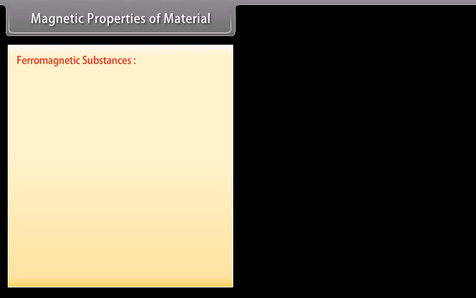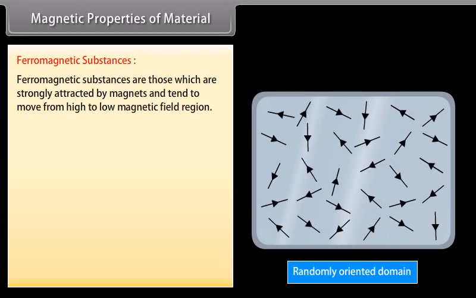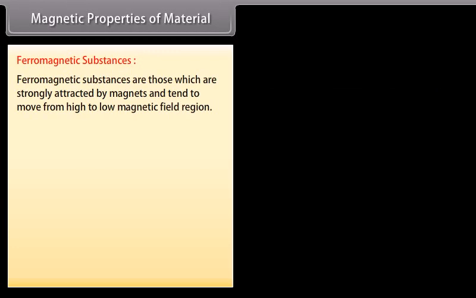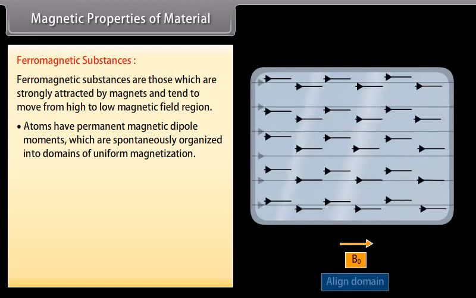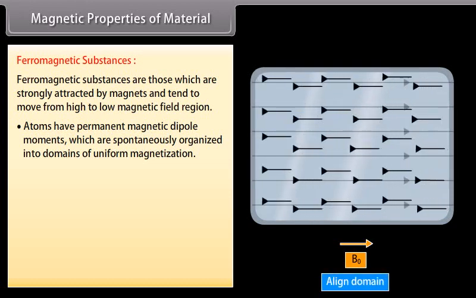Ferromagnetic substances. Ferromagnetic substances are those which are strongly attracted by magnets and tend to move from high to low magnetic field region. Atoms have permanent magnetic dipole moments which are spontaneously organized into domains of uniform magnetization.